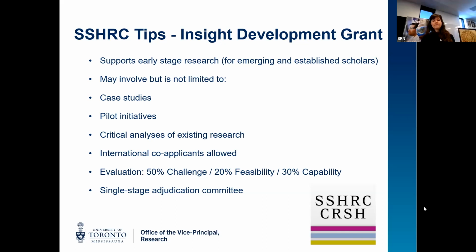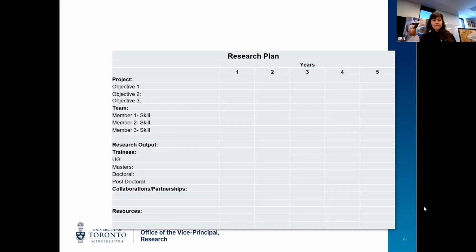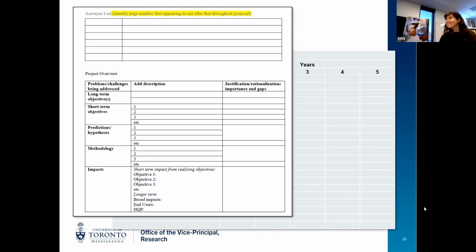And the other difference is that the IDG has a single stage adjudication committee. So there's not going to be an external assessor, it's just going to go to the committee. So make sure, I think you could even look up committee membership and write for the committee and consider who's going to be in it. And sorry, I'm going to pass it back to Stephanie.